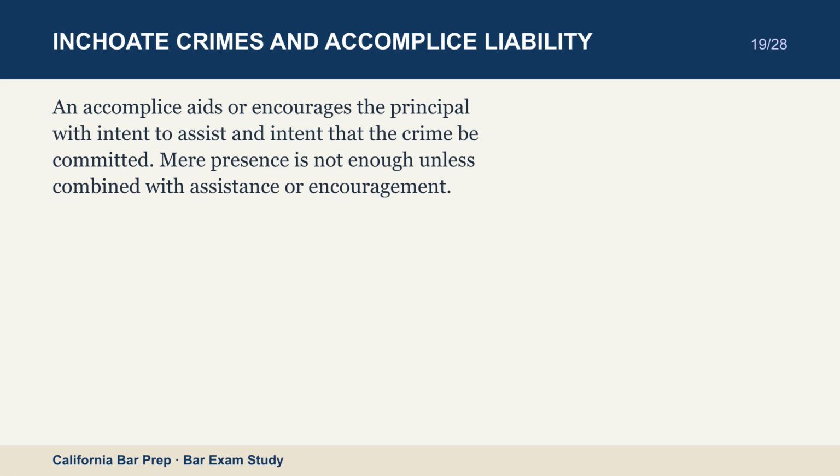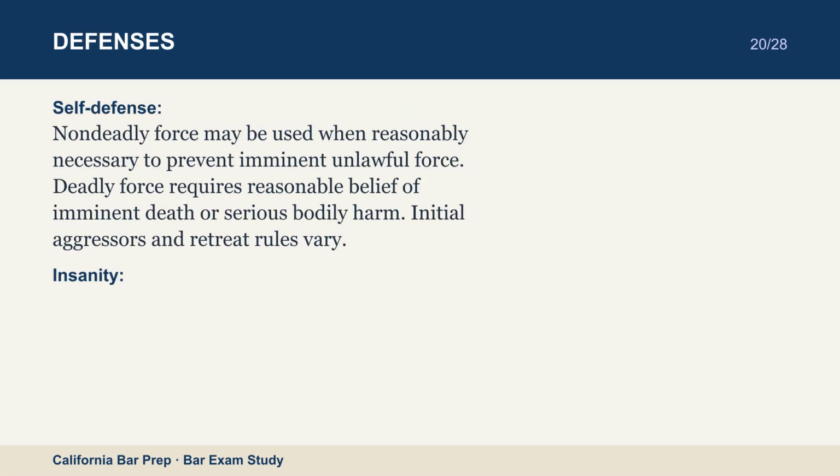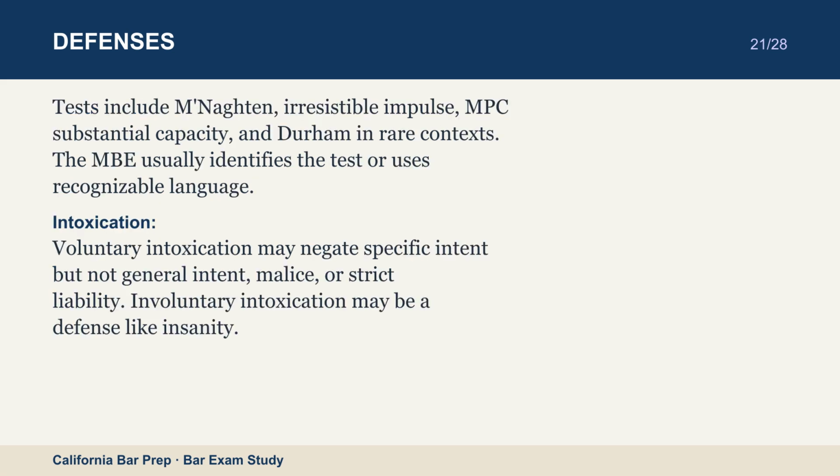Self-defense. Non-deadly force may be used when reasonably necessary to prevent imminent unlawful force. Deadly force requires reasonable belief of imminent death or serious bodily harm. Initial aggressors and retreat rules vary. Insanity. Tests include MNATN, irresistible impulse, MPC substantial capacity, and Durham in rare contexts. The MBE usually identifies the test or uses recognizable language.